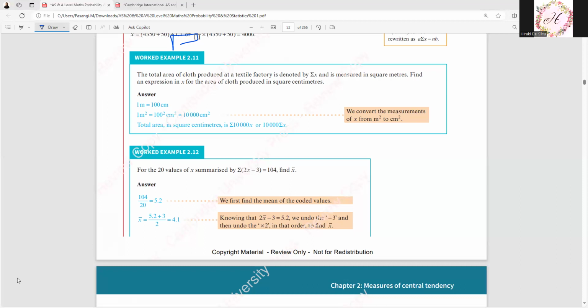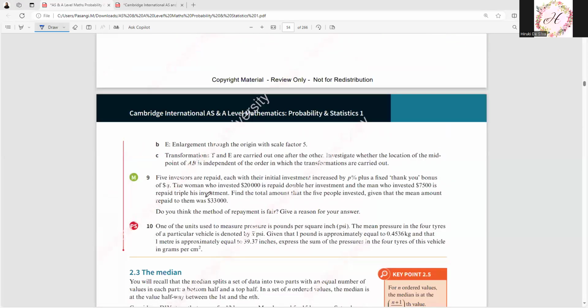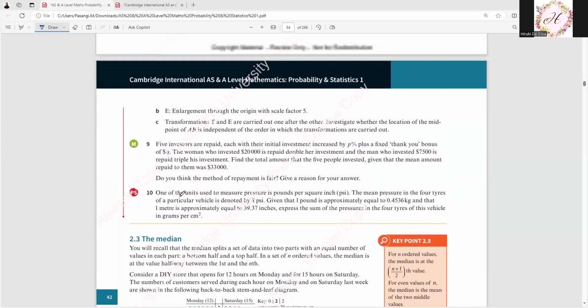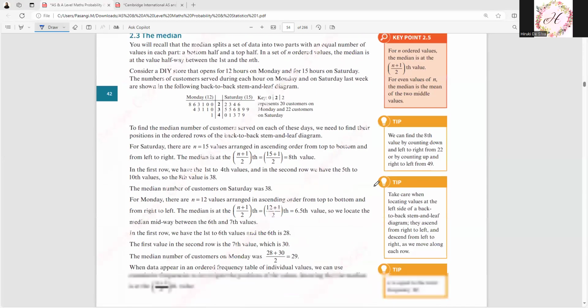Okay, teacher. Okay, that is also done. Then we need to do both 11 and 12. Done? No? Okay, yeah. So you can try these ones at home and we'll move to the median.